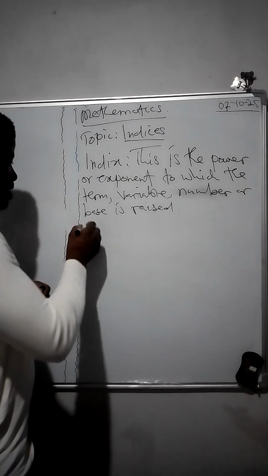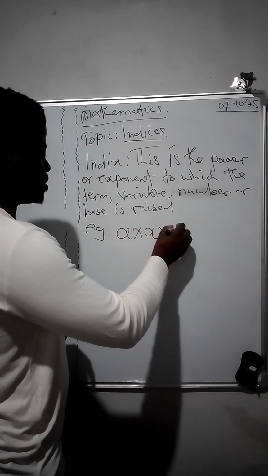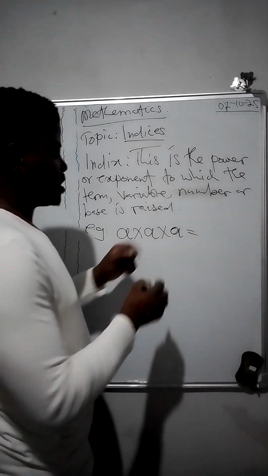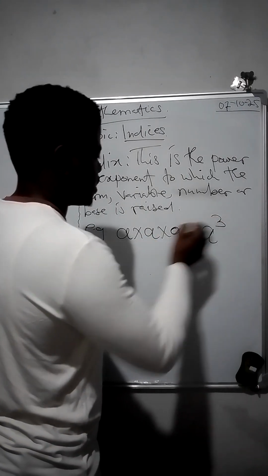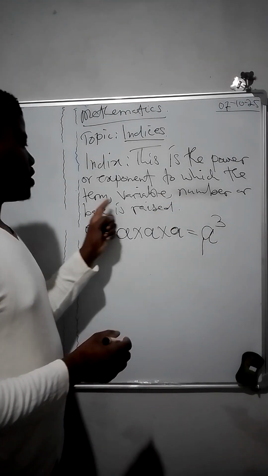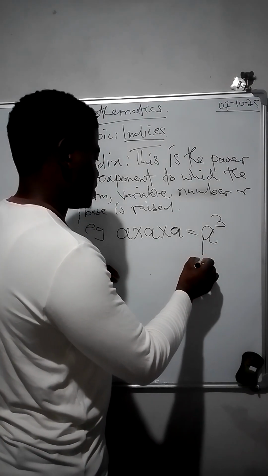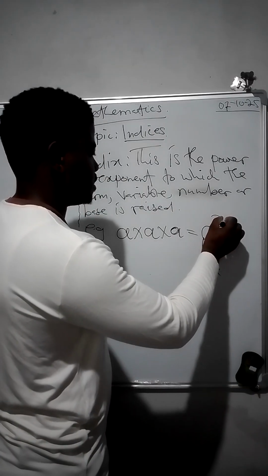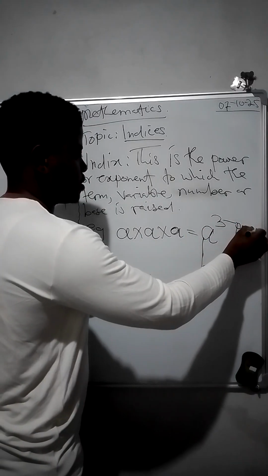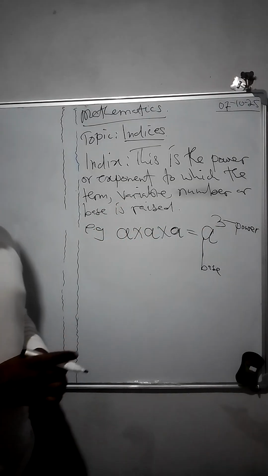For example, we have A times A times A. A times A times A will give us A to the power 3. So we know that A is the number or the term or the base or the variable. A is the base. Then 3 is what we call the power or the exponent, or you can say the degree.